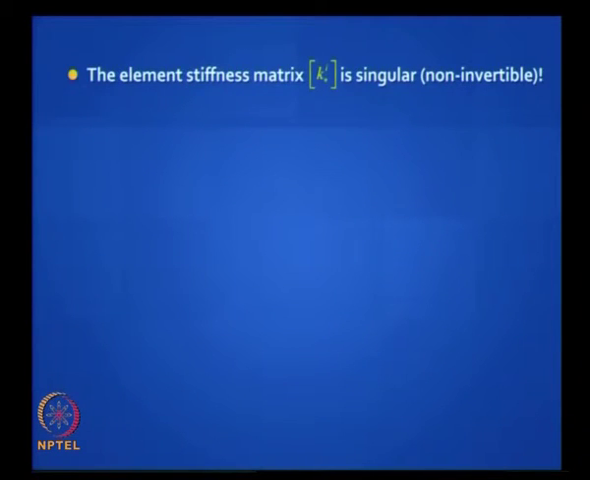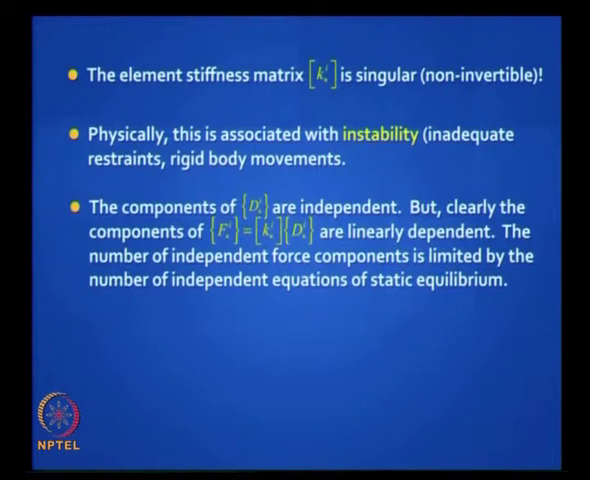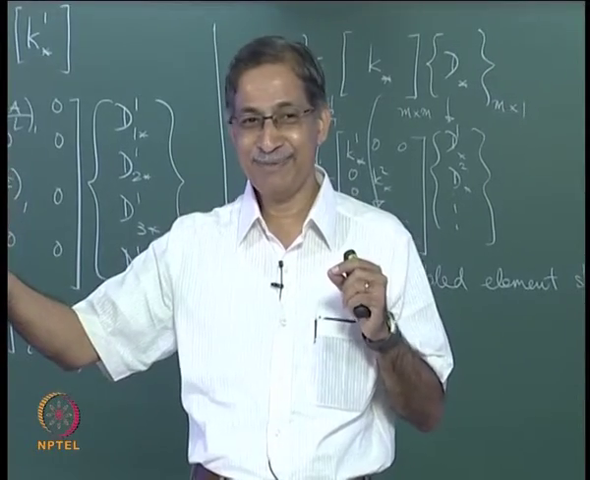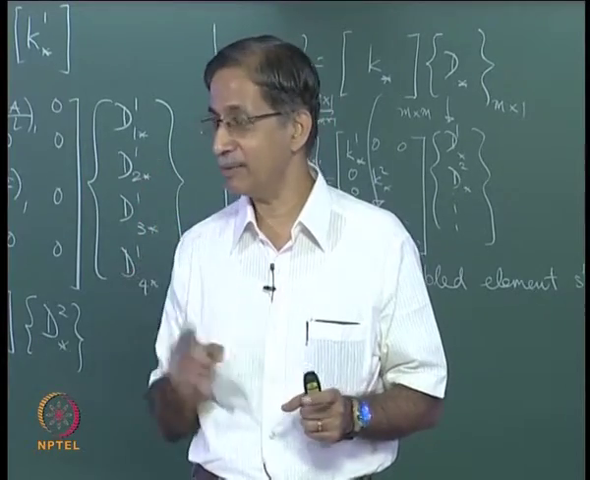So here's a summary of it. The element stiffness matrix is singular, non-invertible. Physically this is associated with instability, inadequate restraints, rigid body movements. The components of Di are independent, but clearly the components of Fi star are linearly dependent. The number of independent force components is limited by the number of independent equations of static equilibrium. So take the truss element. Theoretically you have 4 forces, but only 1 equation of equilibrium, right? So that is why the rank is 1. So it makes a lot of sense.